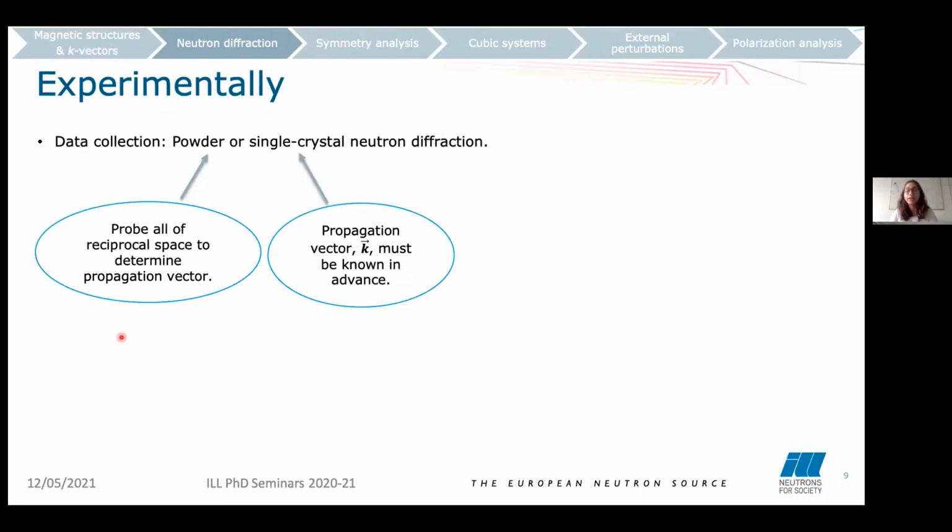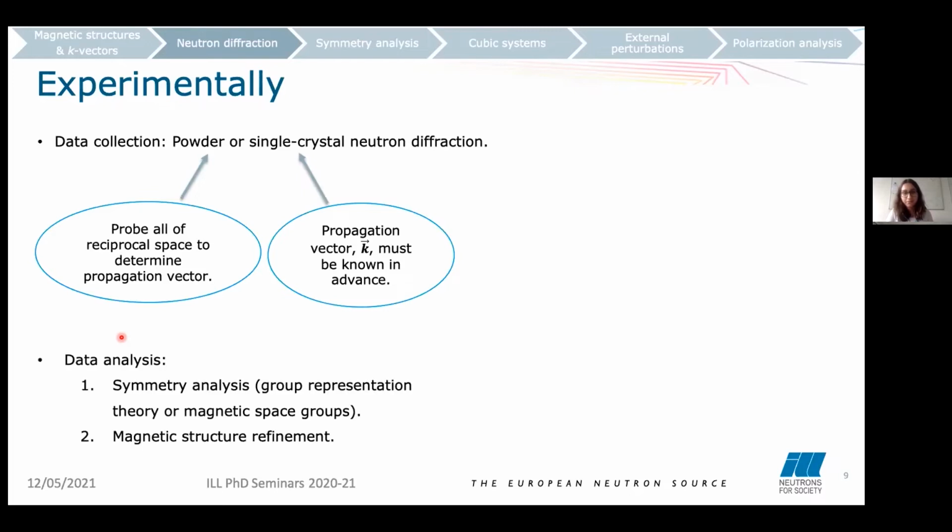And this way, if you already know your propagation vector, then you know where you're looking for your magnetic peaks in reciprocal space. So you collect your data, and if the magnetic phase transition is of second order with respect to the free energy, then you can do a symmetry analysis using group representation theory, which we'll discuss in a bit, or the magnetic space groups that Niels mentioned earlier. And then finally, you want to do a magnetic structure refinement to find out what your magnetic structure looks like.